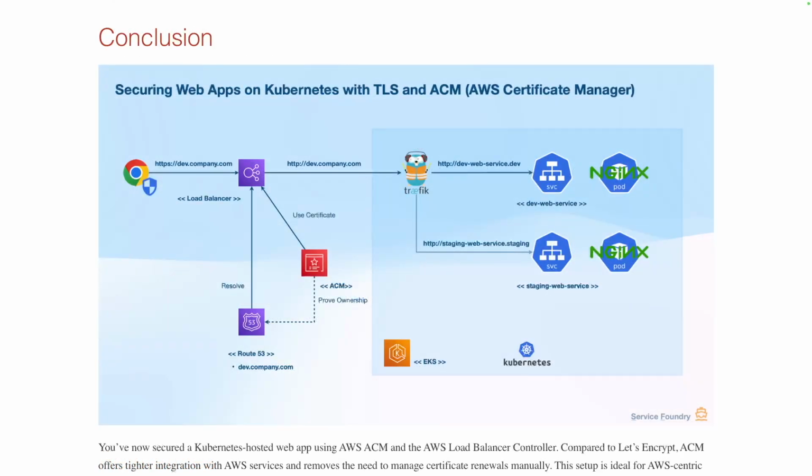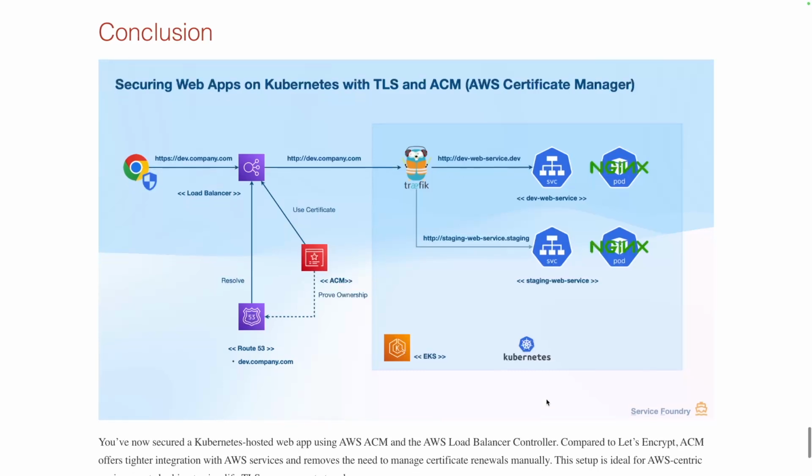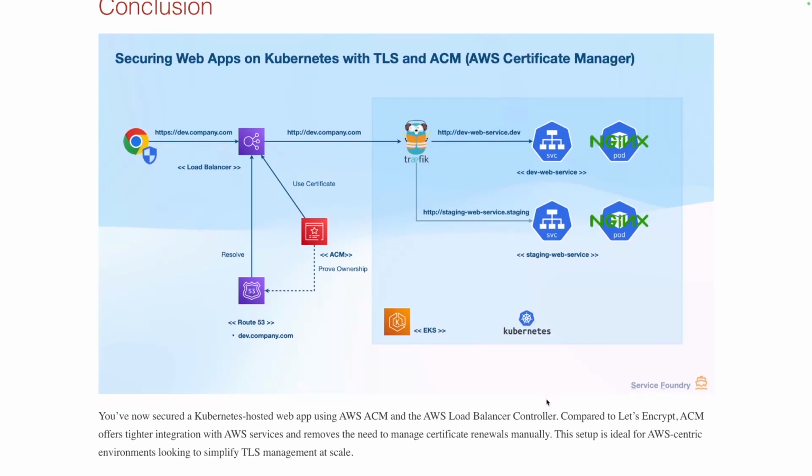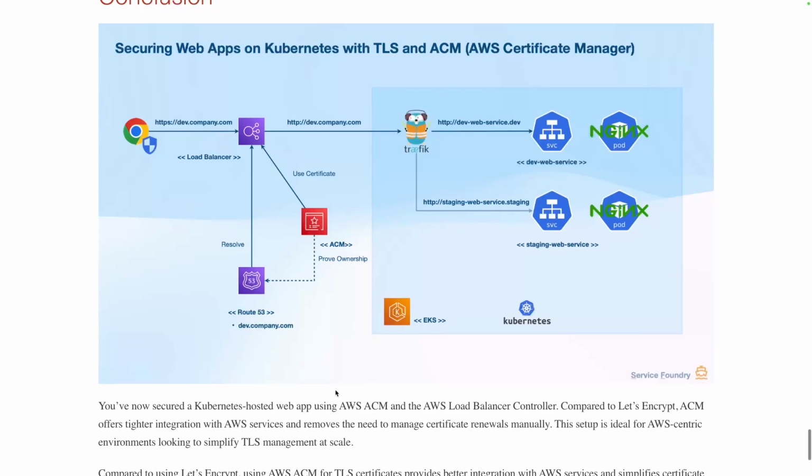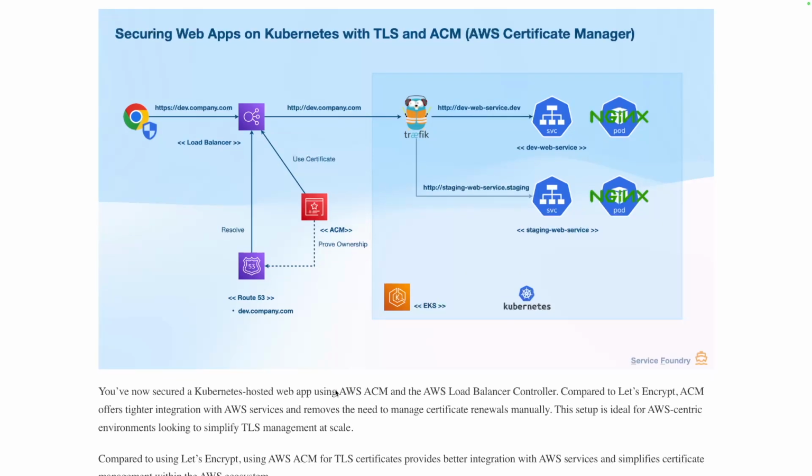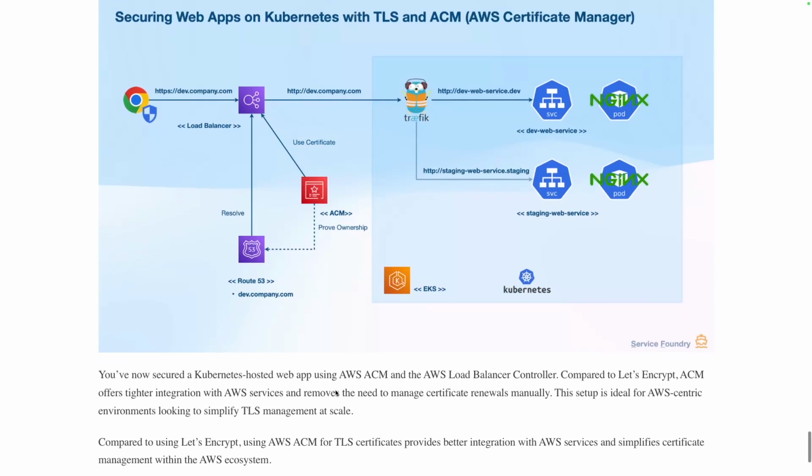That's it. You've successfully secured a Kubernetes web application using AWS ACM and the AWS Load Balancer Controller. This approach is ideal for AWS environments because it simplifies certificate management, integrates deeply with Route 53 and ACM, and removes the hassle of manual renewals.